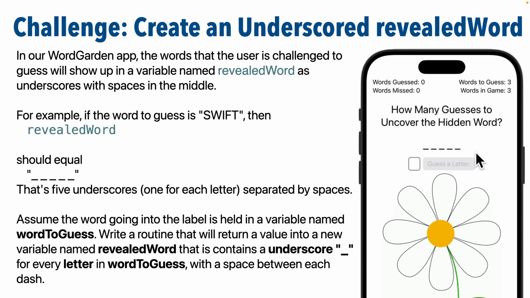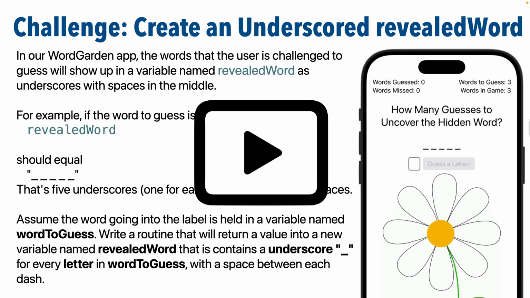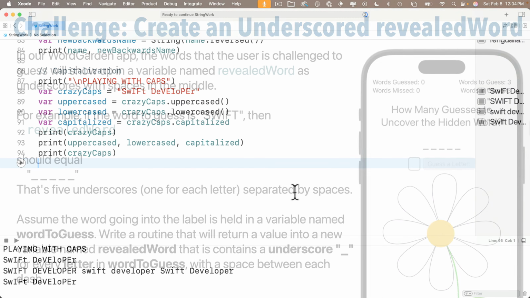Now you can do this right in the playground. You don't even have to create it as a function. Why don't you pause here, give this a shot, resume when you've given this a try, and I'll show you a couple of working solutions.